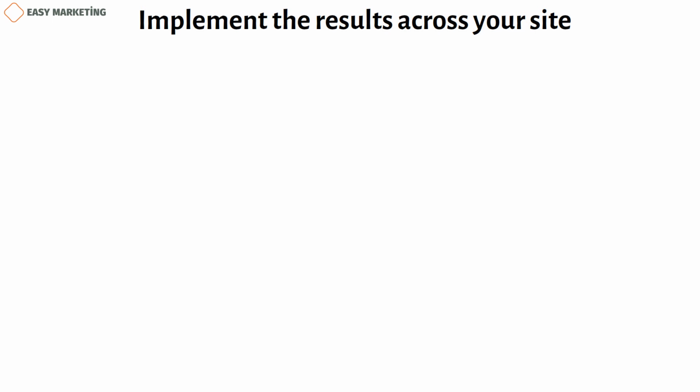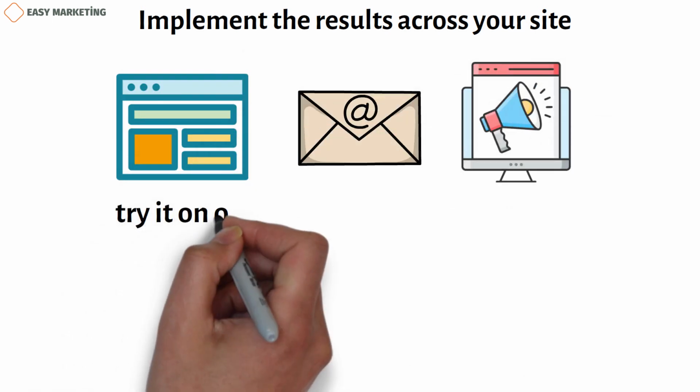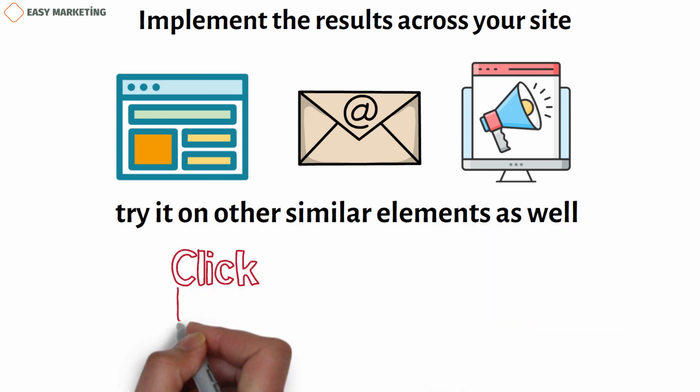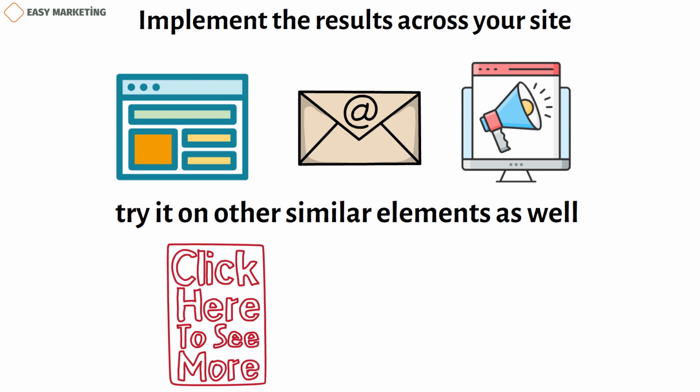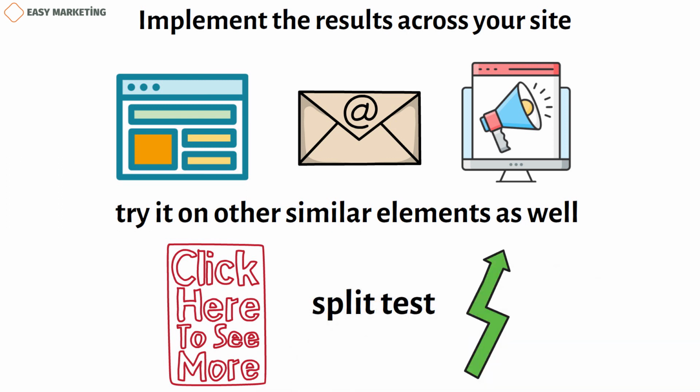Once you've used what you've learned on the page, email, or ad you tested, try it on other similar elements as well. If, for example, a red call to action button works better on one landing page, it might also work better on another. You can even check your results on these other pages. With just one split test, you can improve the way your whole site or marketing campaign works.